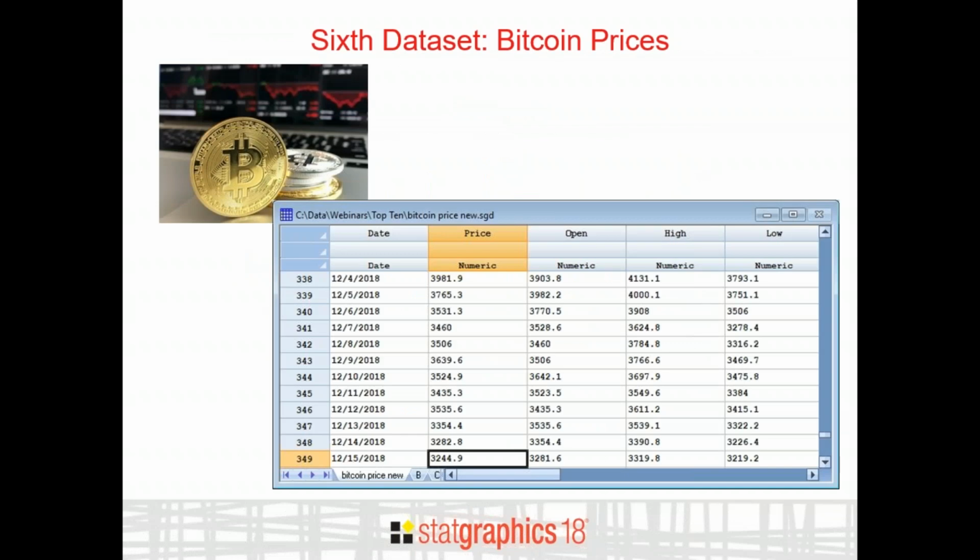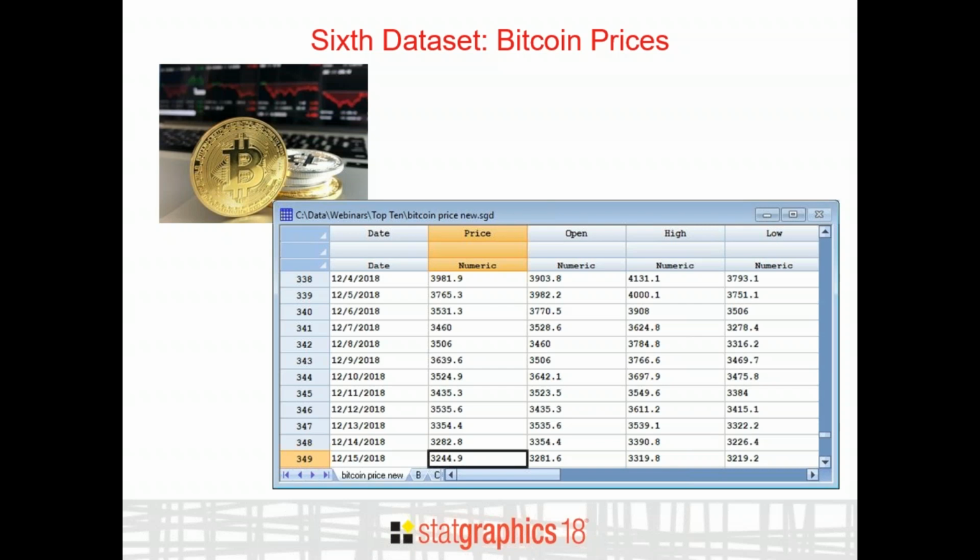Okay. Now, another data set I'd like to look at is the price of Bitcoin. There are quite a few applications of time series and procedures in Statgraphics to look at time series. Some of my friends tell me I don't look enough at financial data. Have a lot of scientific data, not enough at financial data. So this is going to be my example of financial data.